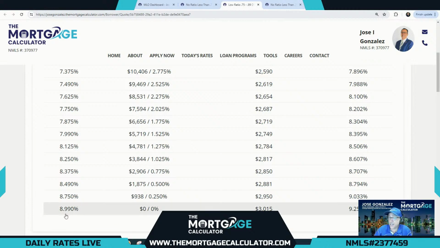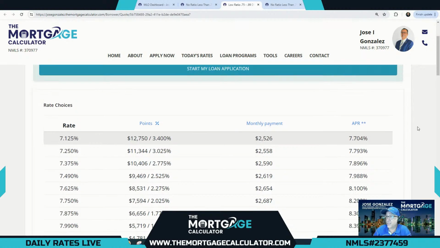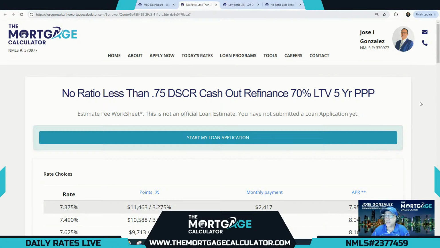And look at these rates. 8.99 is par. And you can buy that down to 7.125, which is amazing again because the LTV did not drop by 5 or 10% as may be the case in other options when you're going from the purchase matrix to the cash out matrix. Here we are the same. So definitely Mortgage Calculator is a place to be for your low ratio cash outs.